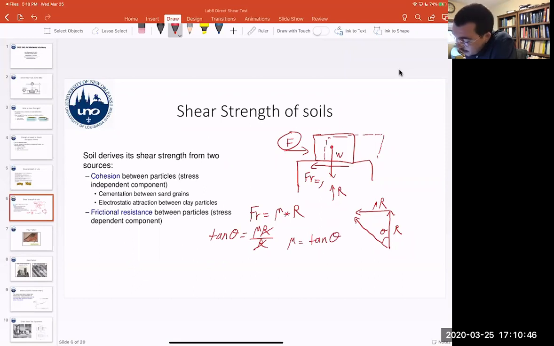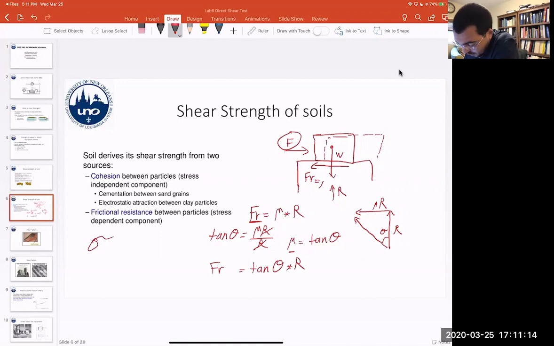And from that, we can go back to this frictional resistance, and we can substitute this mu in there. So it will be tan theta multiplied by R. And that's equal to the limiting friction between the grains, or in this case, between the boxes, which is the same thing. This is what the model is based on.